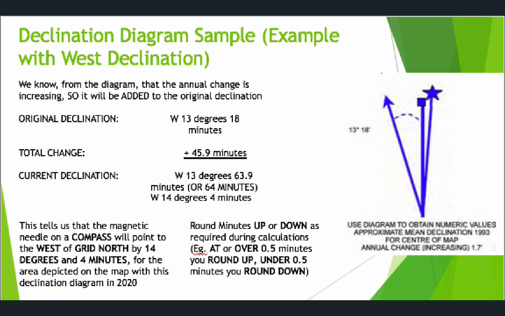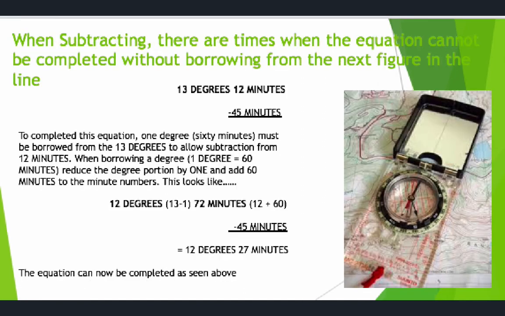We have to round minutes up or down as required during calculations. For example, if you are at or over 0.5, you would round up. And if you are below 0.5, you would round down. You might have already noticed that when subtracting, there are times when the equation cannot be completed without borrowing from the next figure in the line.